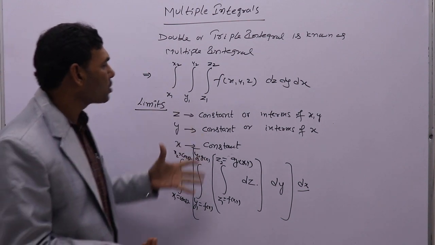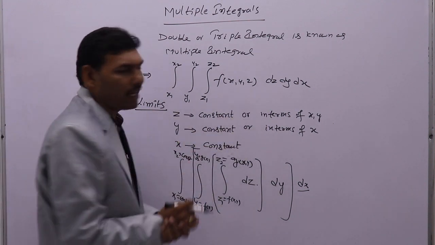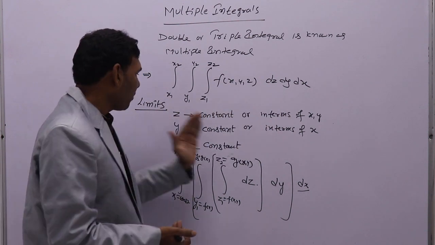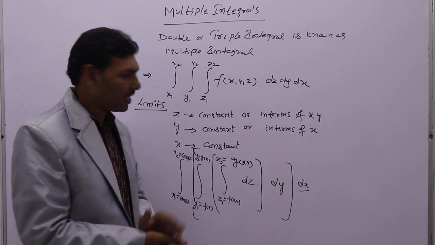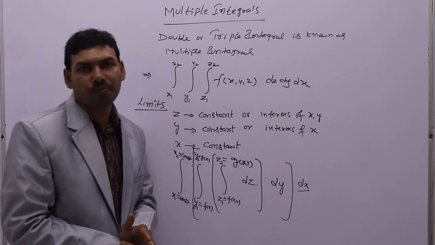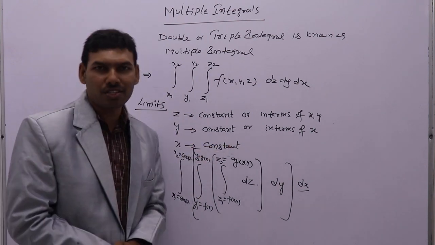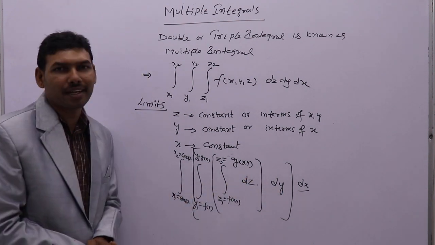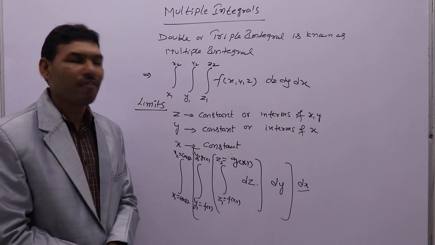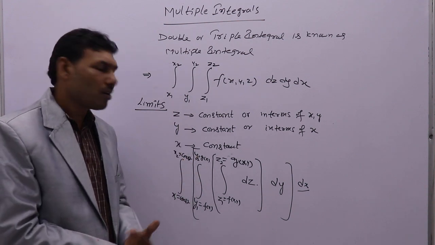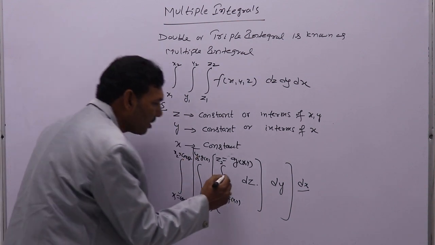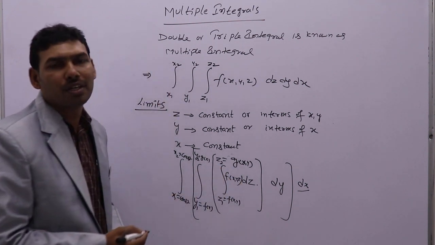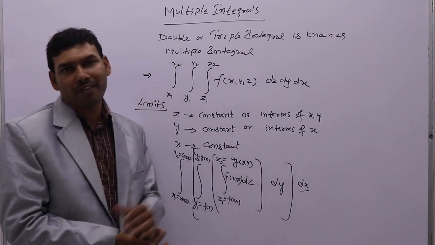But the maximum possibility of limits is this one only. z may have limits in terms of x and y, y may have constant limits or limits in terms of x, and x may have the limits as constants. Are you clear? This is the order of integration in triple integration. Whenever an integrand is given, we have to write that integrand here. For example, f of x y z is the integrand. So that function you need to evaluate.